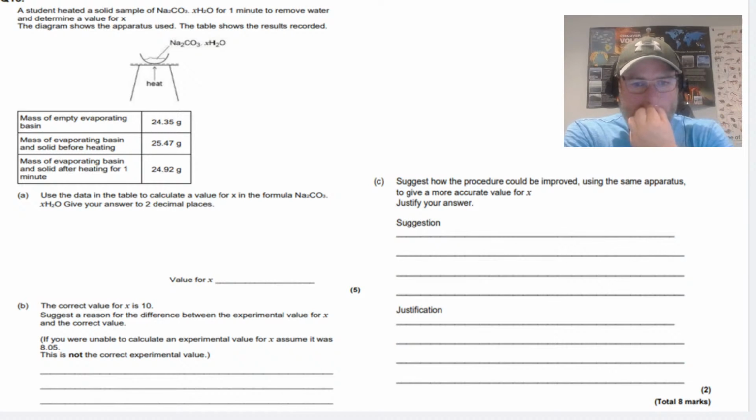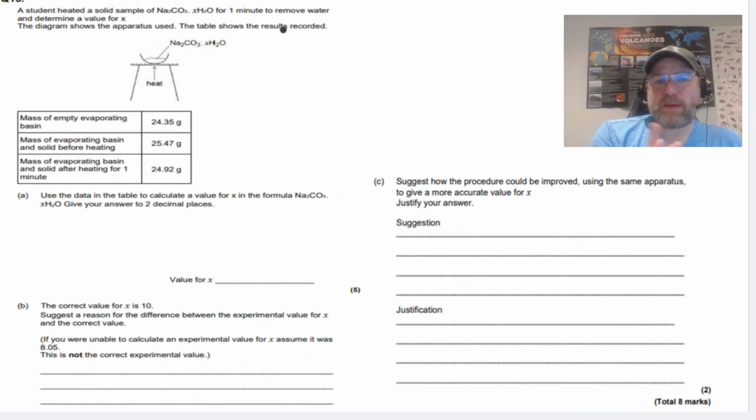I am definitely finishing there. This is a water crystallization. I'm going to pick this up in my next one of these.